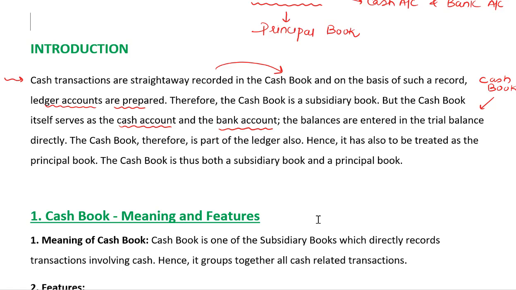Students, it is not cash account, it is a cash book. So cash book contains all the details of cash as well as all the details of bank. The cash book therefore over here is a part of ledger also. Hence, it has to be treated as a principal book. The cash book is thus both a subsidiary book as well as a principal book. It could be asked in MCQ.